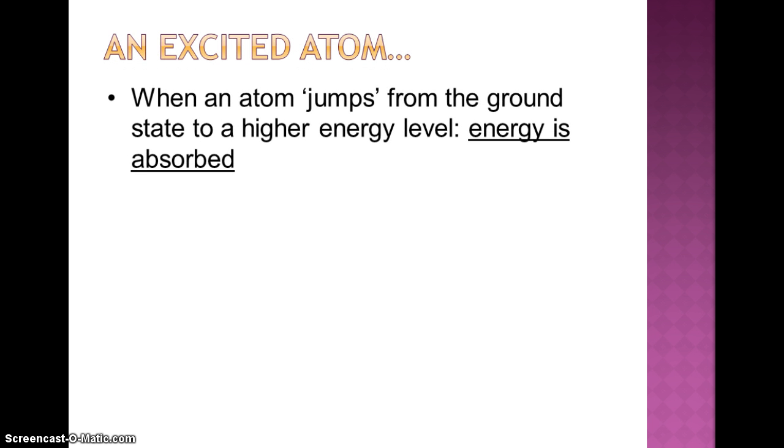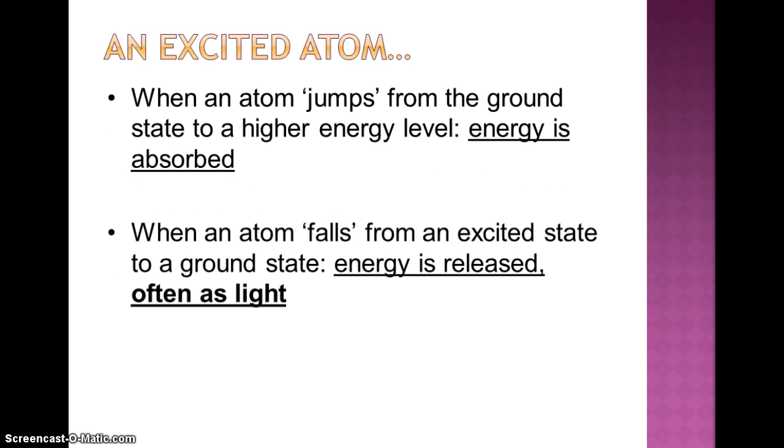An excited atom. When an atom jumps from the ground state to a higher energy level, energy has to be absorbed. Now, the atom doesn't like to keep that energy, so it's going to try to release that energy. It's going to fall from the excited state, and that energy being released is what you see as light, most of the time.